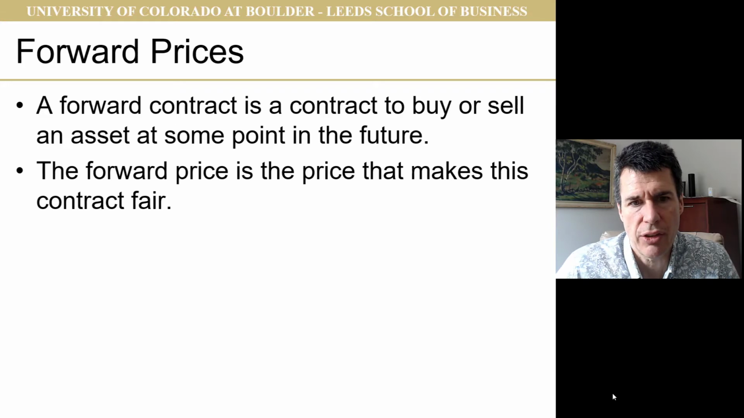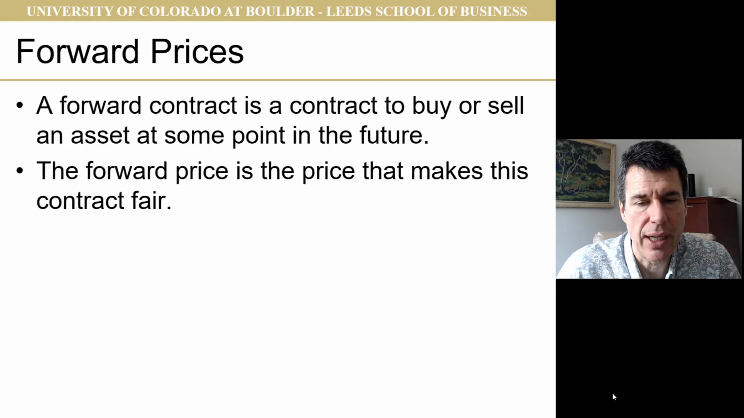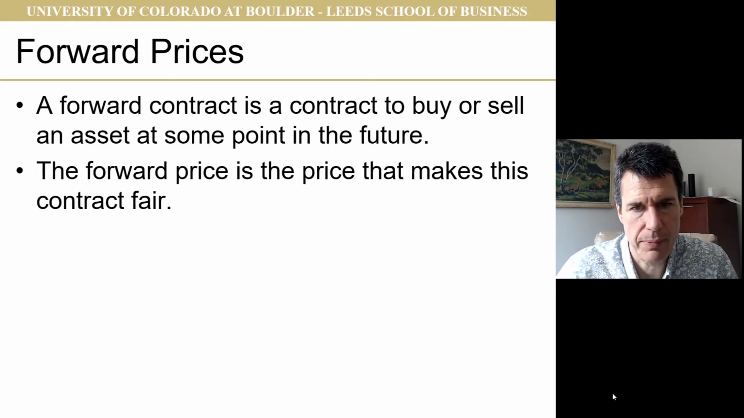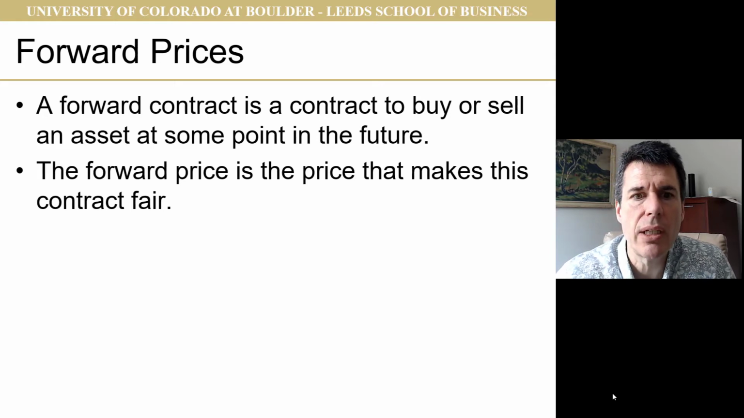So first, so that we understand what that means, a fair contract is one that does not cost any money to enter into or close out of. The present value of a fair contract is zero. Now, let's do an example just to make sure we understand why a forward price might exist.